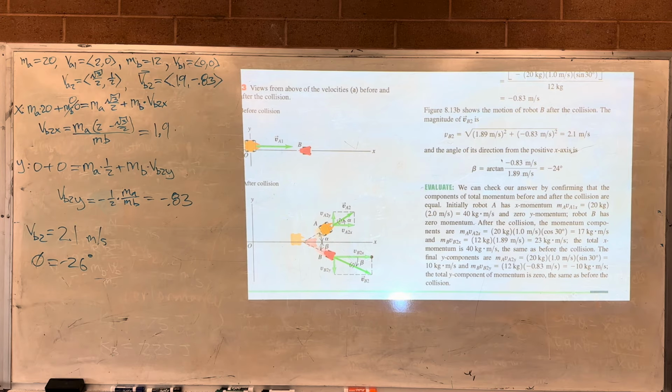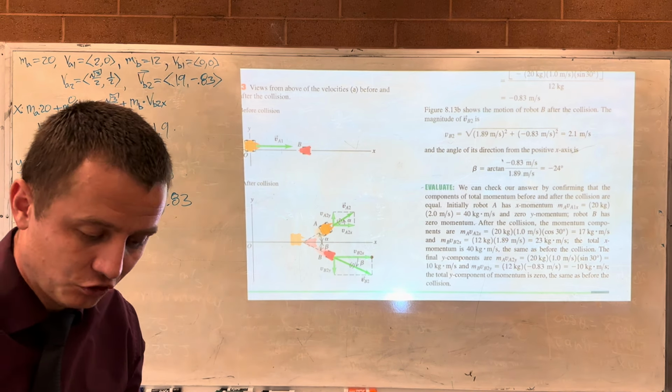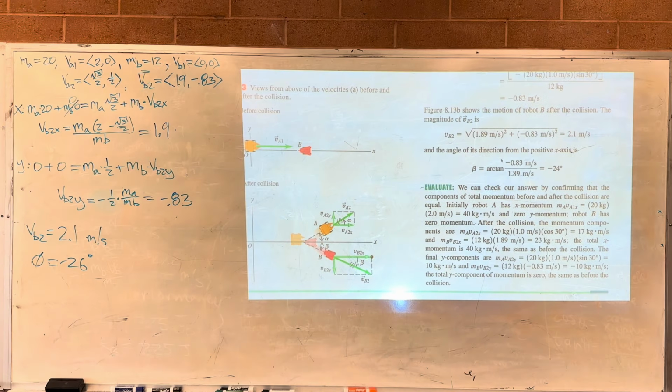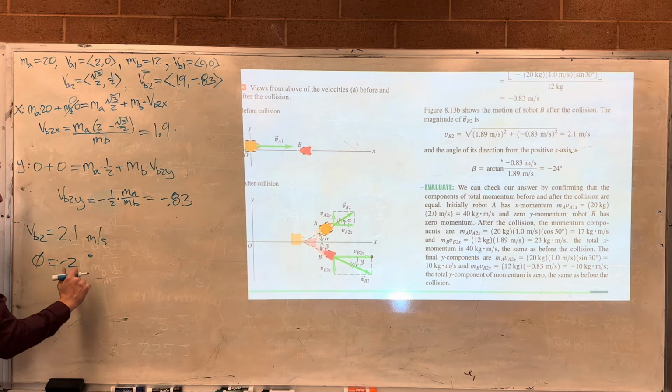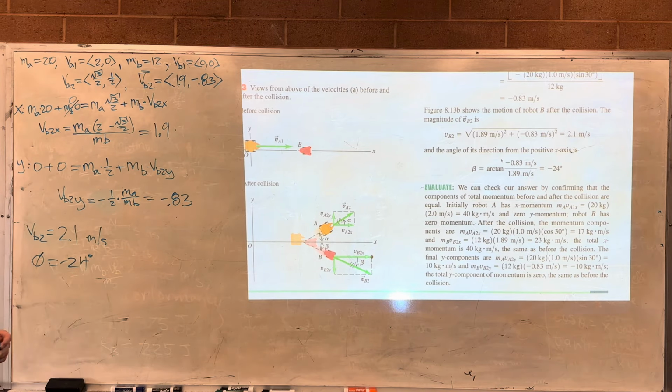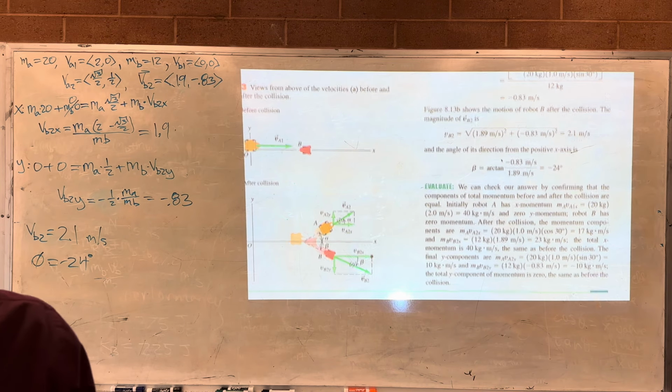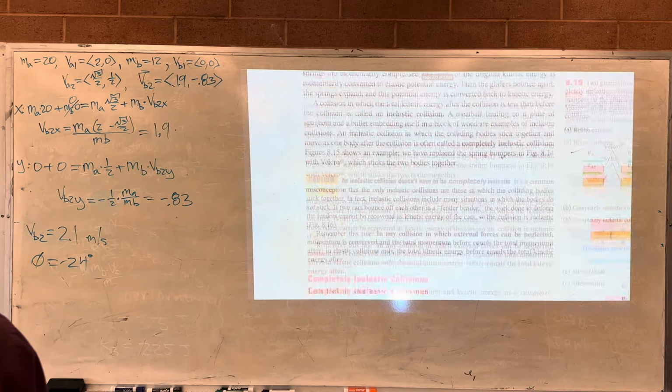Okay. So arctangent, my negative 0.83 divided by, not the 1.69, the 1.8891, right? Okay. Now it comes out to negative 23.7, which is negative 24. Alright. So there she is. So there it was in two directions.